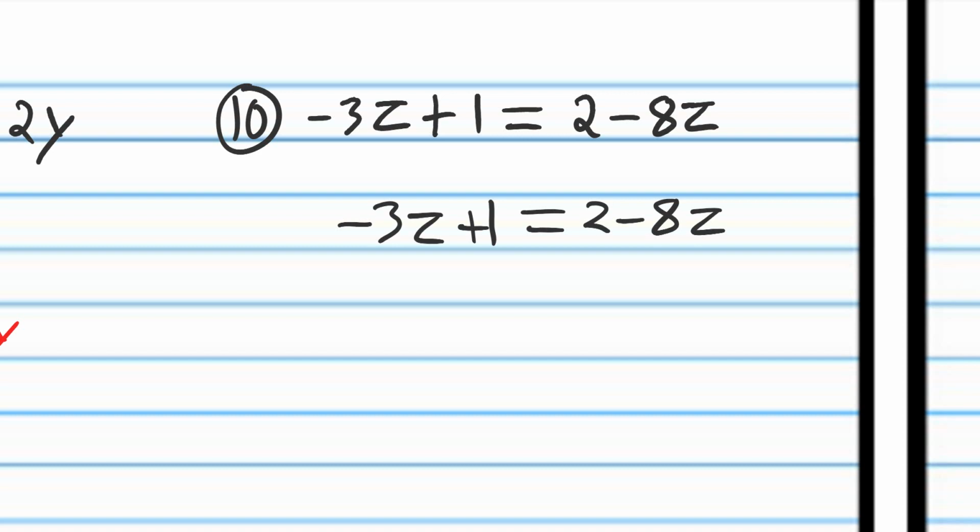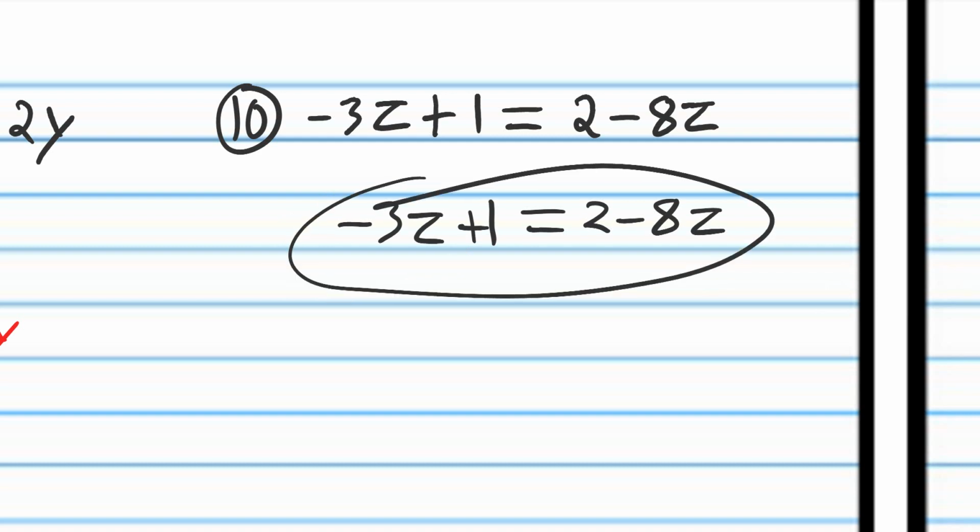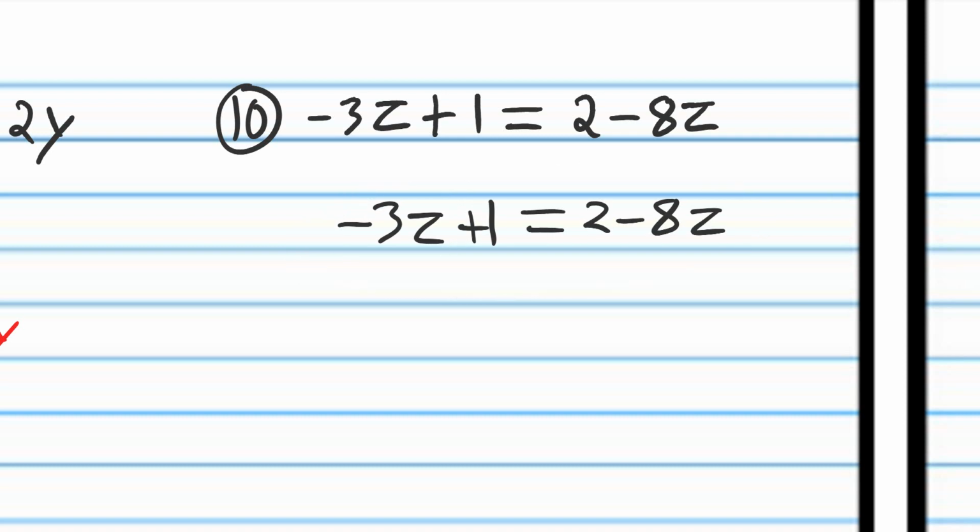So now we want to get all the z's on either the right side or the left side. Now I know that if you add 8z to both sides, then all the z's are going to end up on this side, and it's going to be positive because 8z plus negative 3z is 5z. But if I add 3z to both sides, to get rid of this z, so our z's will end up on the right side, then it'll be 3z plus negative 8z is negative 5z, so I'll get negative 5z.